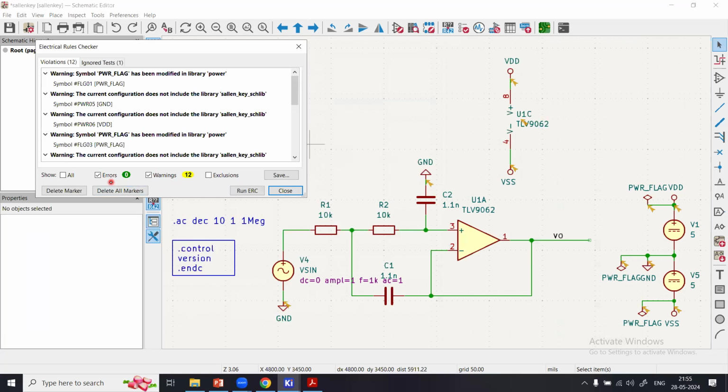We have got 0 errors. There are some warnings, although. There are warnings here, but for now we can ignore that. We are concerned about errors. That's it. Click OK.